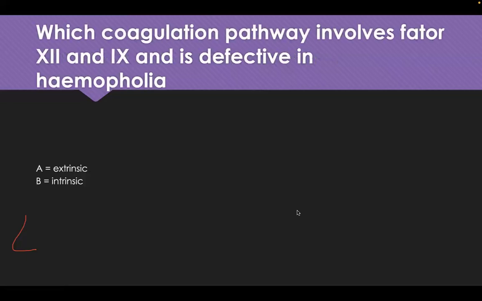Which coagulation pathway involves these factors and is defective in hemophilia? Again, sorry, it was a typo. And hemophilia was when I said there was the kind of clotting bleeding disorder. So again, a good way to link it to clinical if it's for an essay. Is it the extrinsic or is it the intrinsic? So B, intrinsic.